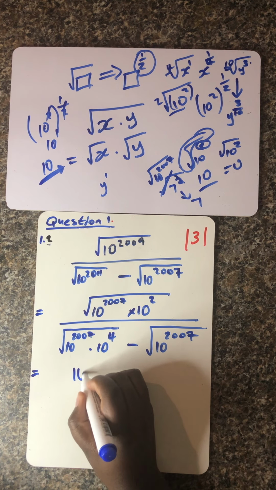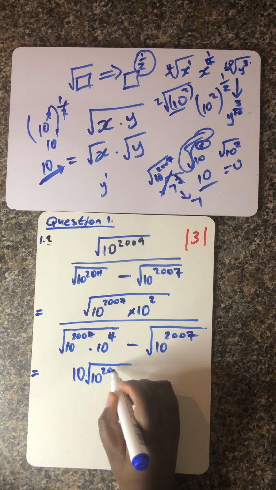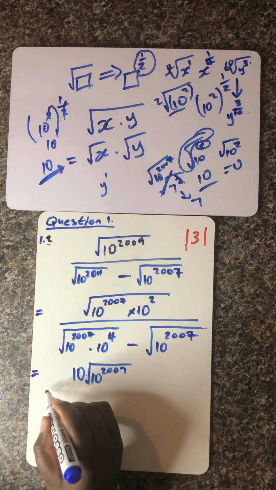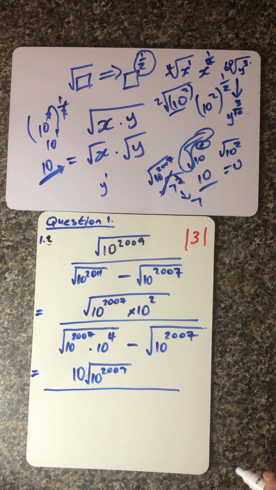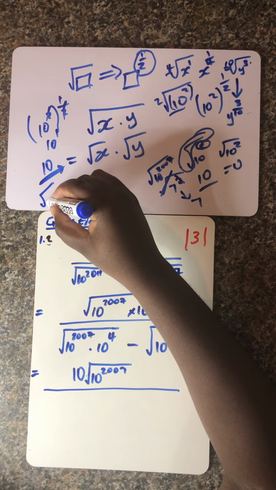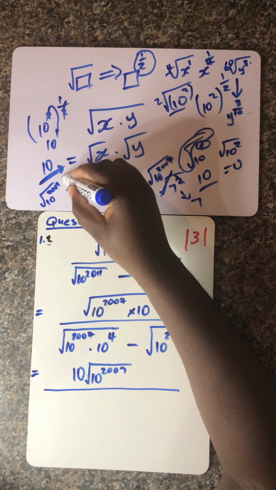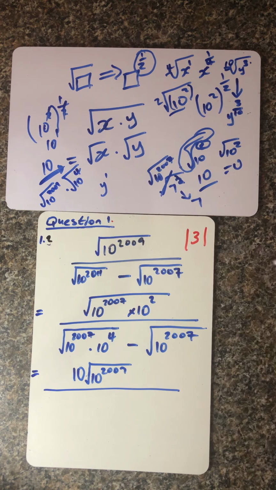So it's more like we have 10 multiplied by the square root of 10 to the exponent 2007. Okay, all of this divided by... very, very important, ladies and gentlemen. Very, very important that you understand what I'm trying to explain to you guys. So guys, can you see we've got this thing which is the same as, according to what I've explained, 10 to the exponent 2007 multiplied by the square root of 10 to the exponent 4.